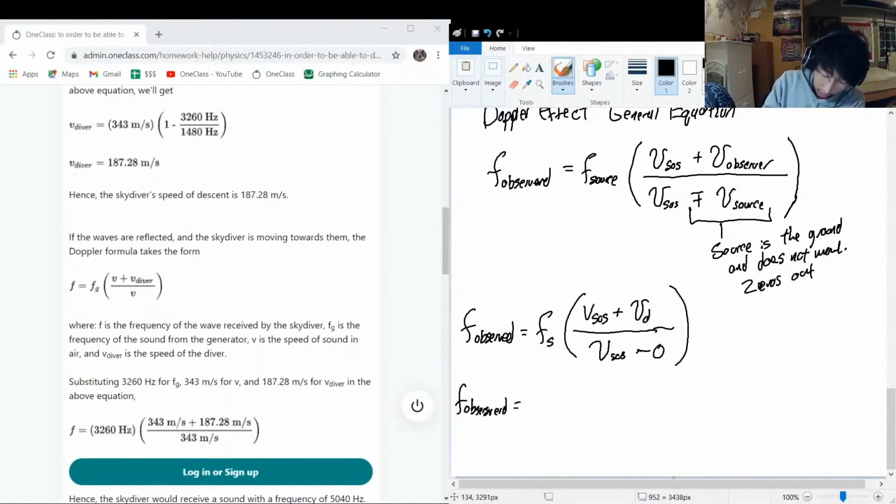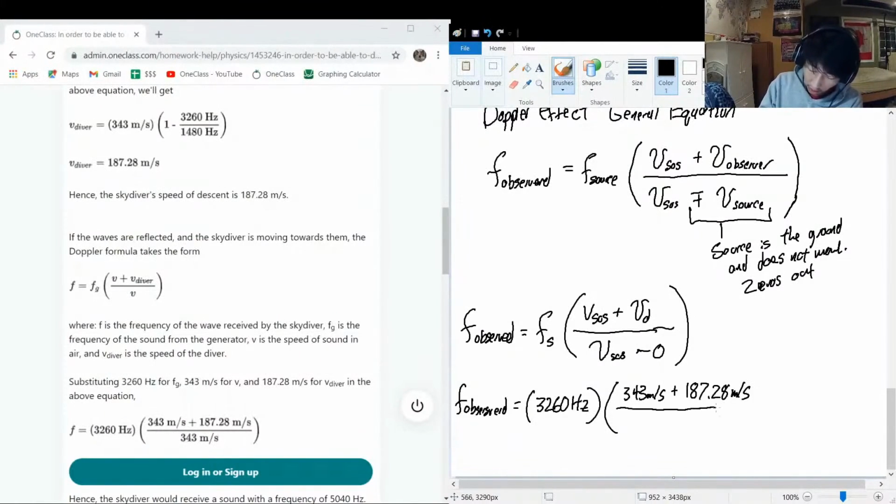It is equal to, the source in this case is the reflected signal off of the ground. So immediately after it was reflected off the ground, it was 3260 hertz multiplied by the fraction of 343 meters per second plus 187.28 meters per second, all over 343 meters per second. Okay, now I sent this to my calculator to figure out what this is. 3260 multiplied by the fraction of 343 plus 187.28 all over 343.